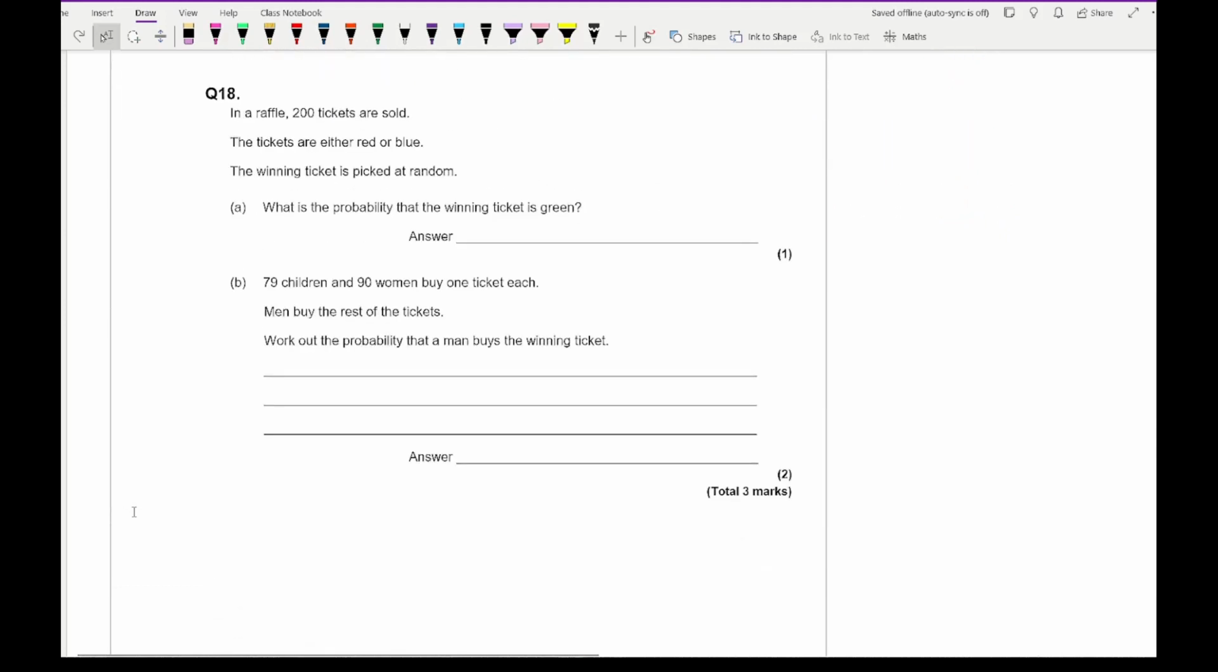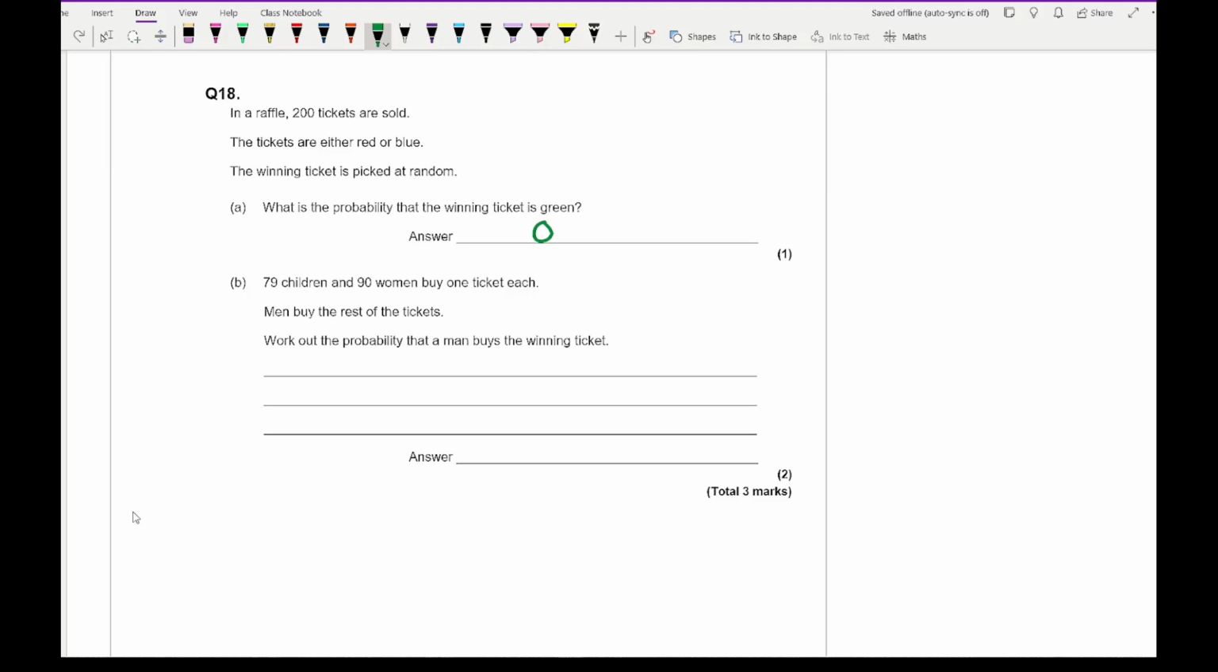Moving on to question 18, it says in a raffle 200 tickets are sold. The tickets are either red or blue. The winning ticket is picked at random. What's the probability of picking green? So here it's going to be 0 because obviously the tickets are either red or blue.